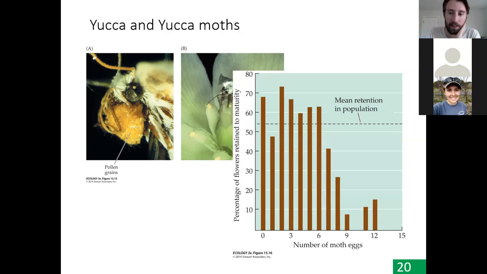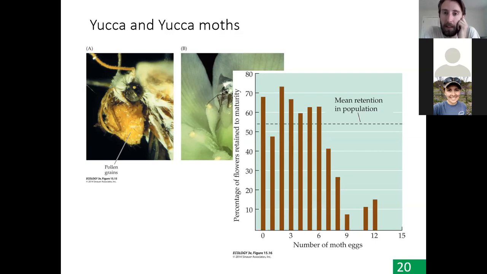It turns out that the number of eggs that the adult moth is laying on the flowers, the yucca has kind of evolved a way of controlling that. And so here I'm showing percentage of flowers retained to maturity, and retained to maturity means that the flowers actually develop a fruit. And the x-axis here on this figure is number of moth eggs. And so, yeah, you can see if the moth lays 6 eggs or less on the flowers, then basically the flower is going to make a fruit.